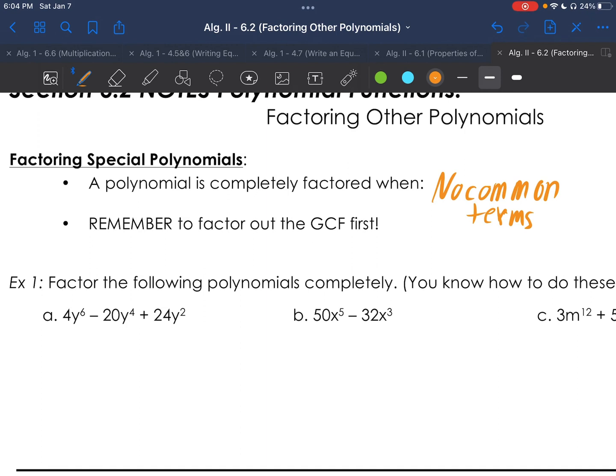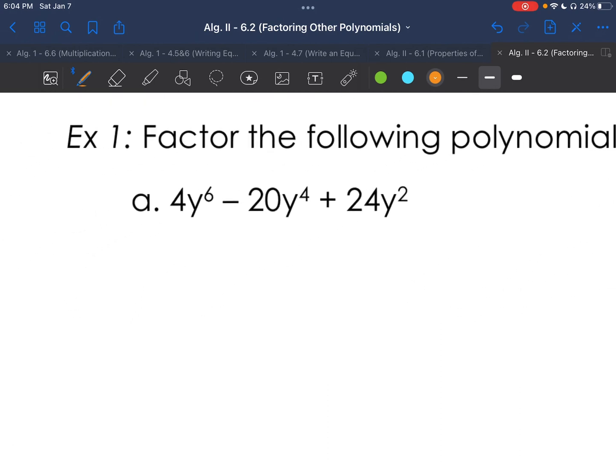Now in example 1, A, B, and C, we're supposed to factor these completely. Each of these has a GCF, and then another step on top of it. So example A, they all have a GCF of 4y squared, and we're left with y to the fourth minus 5y squared plus 6.